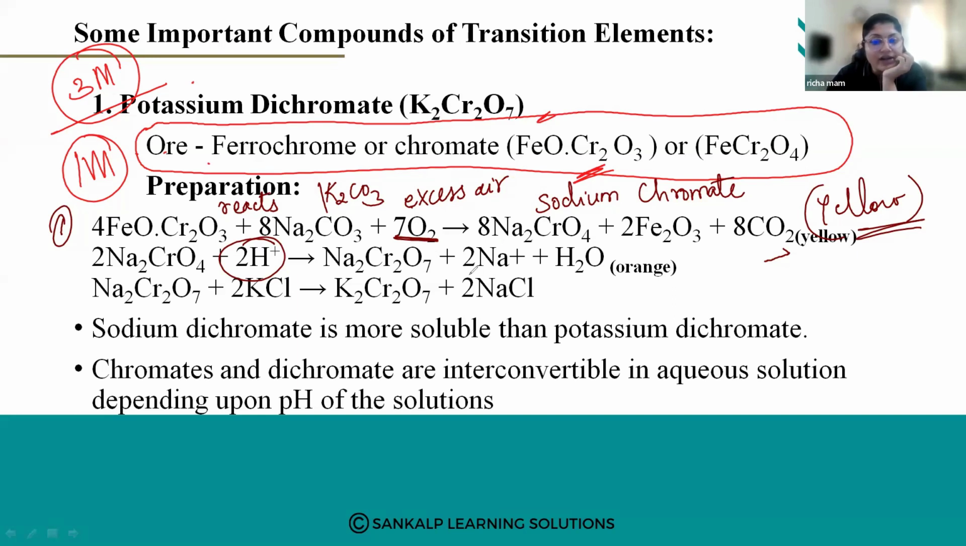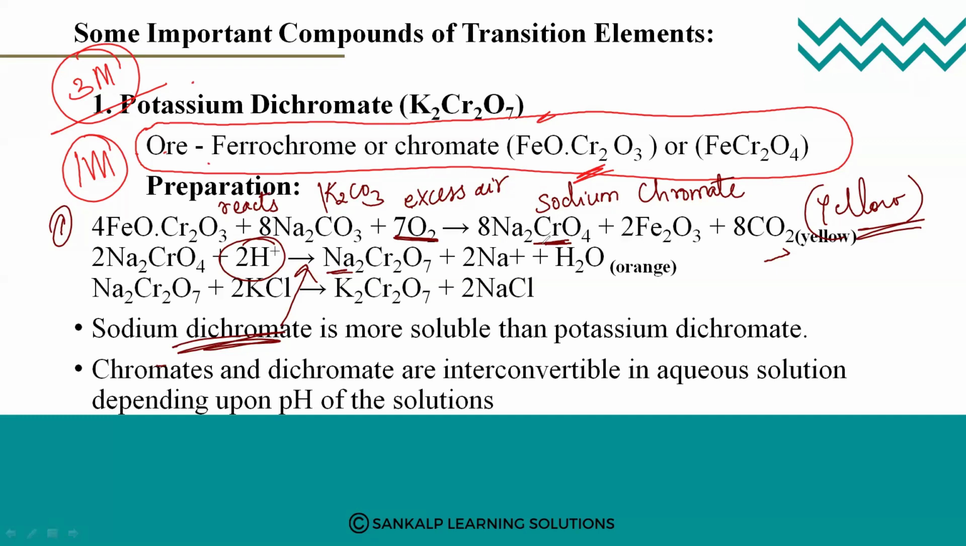And what we get? We get sodium dichromate, Na2Cr2O7. Here Na2CrO4 is sodium chromate, and sodium dichromate is Na2Cr2O7, plus 2Na+ and H2O. The color of the solution will turn orangish, because you are converting your sodium chromate to sodium dichromate.